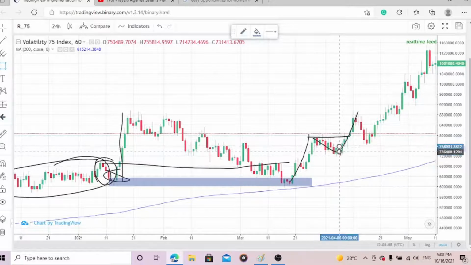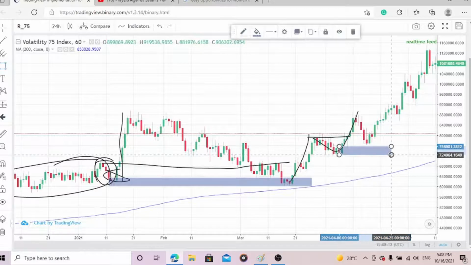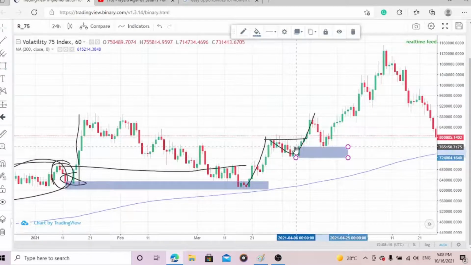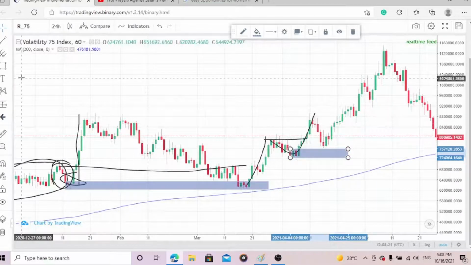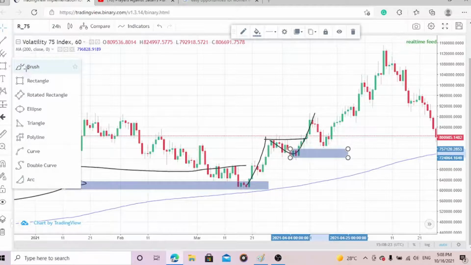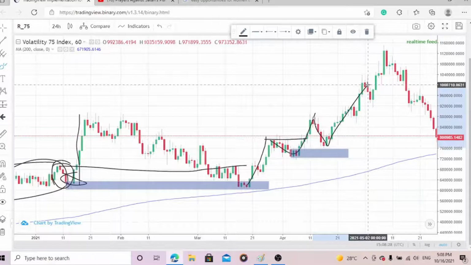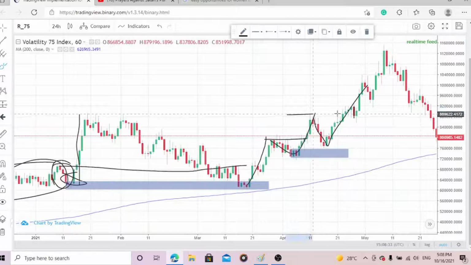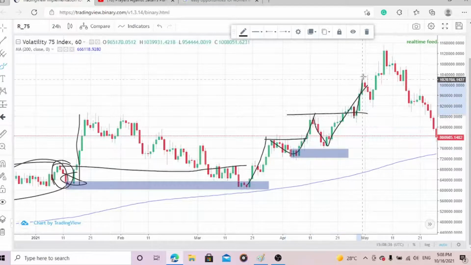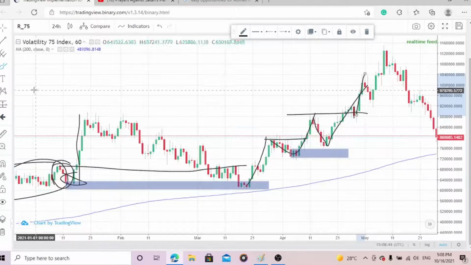Guys, this works with almost all volatilities. So the market came back, retested here, then shot up, pulled back. This time the structure was respected and it went up. This is almost also the last red candle at the top, so the market will respect it.